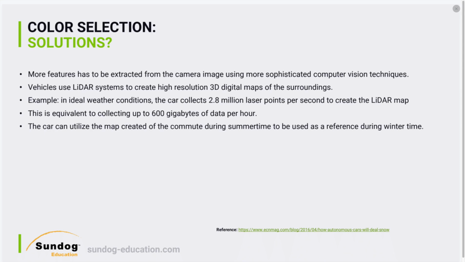All right, so in ideal weather conditions, the car can collect around 2.8 million laser points per second to create our LiDAR map, which is a crazy amount of data, around 600 gigs per hour. The car can utilize the map of that commute that we collected during summertime as a reference during wintertime, and so on. This is one of the answers to the problem, but now we're going to rely on the camera and detect and extract more features as we move forward.